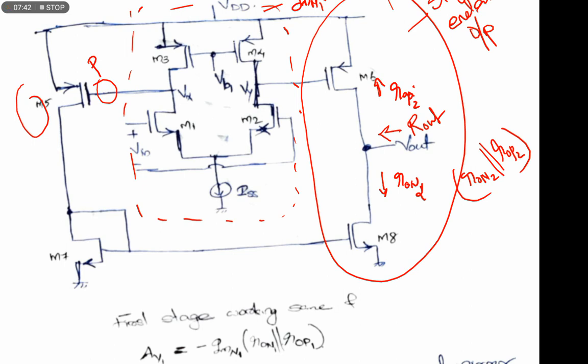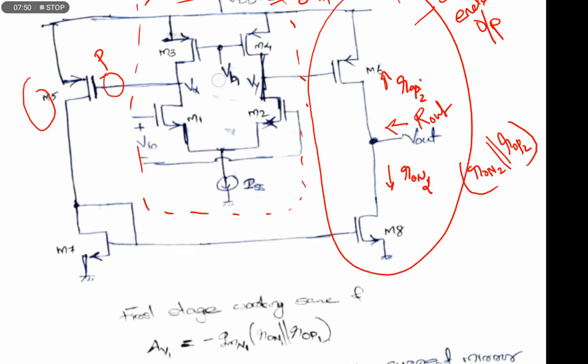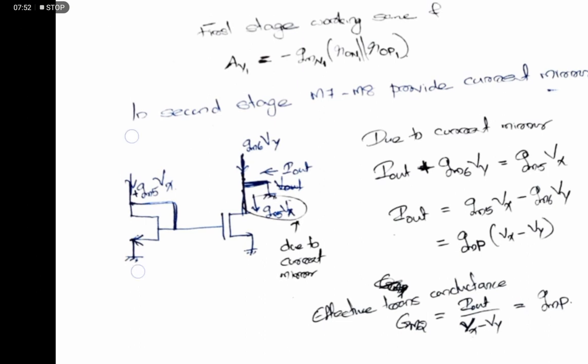Okay, and next, to find the gain of the second stage, we need to find the effective transconductance. To find the effective transconductance, we are just redrawing that circuit. Here Vx input is given. Due to that Vx input, the current here is plus GM5 Vx, and here the current is GM6 Vy.